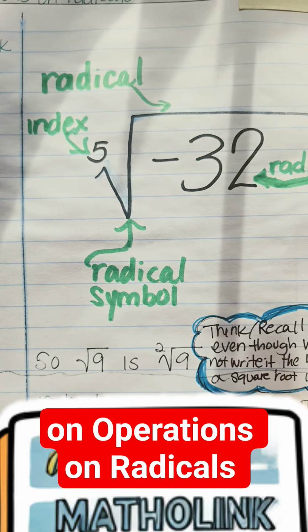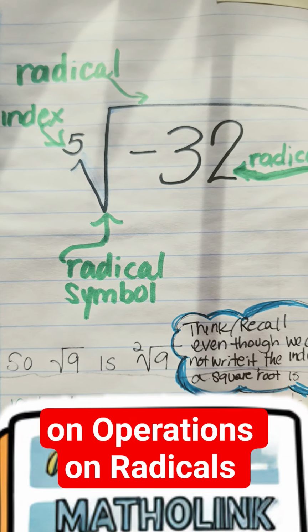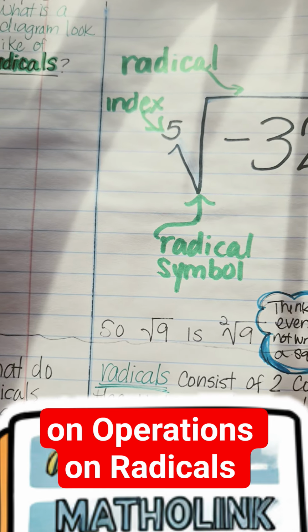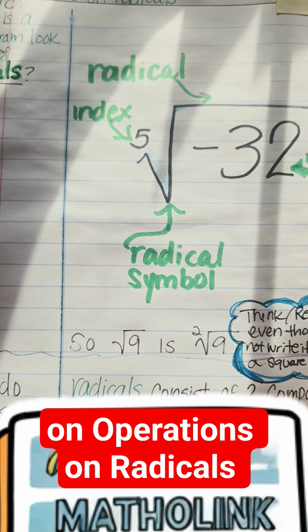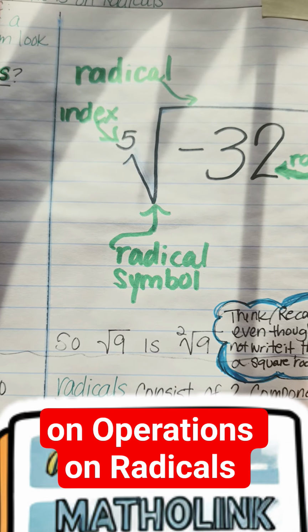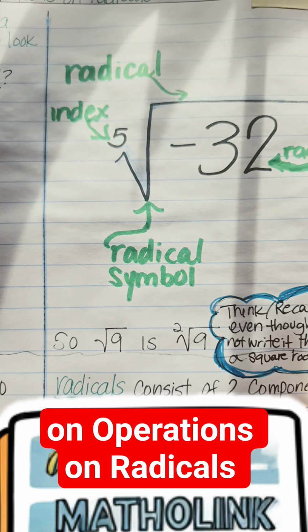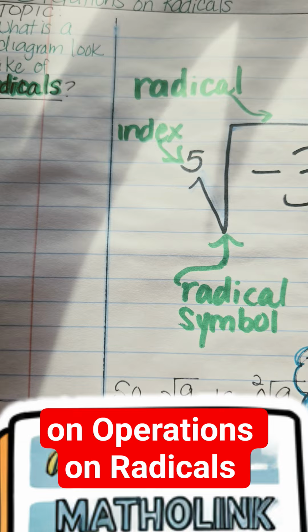Okay, so in today's lesson, we're going to review operations on radicals, and it is organized in a Cornell note style strategy, which was developed by Cornell University, in which it has a column that has space for questions and keywords, as you can see on the example here.